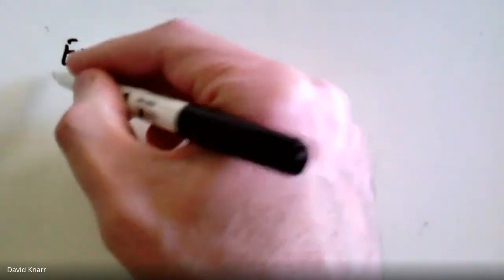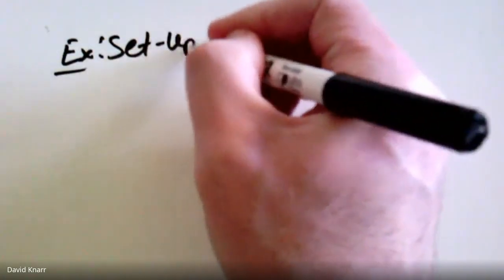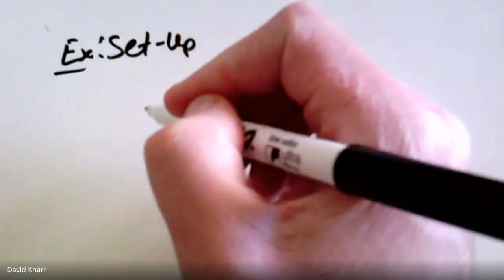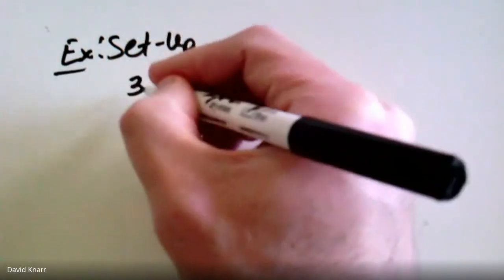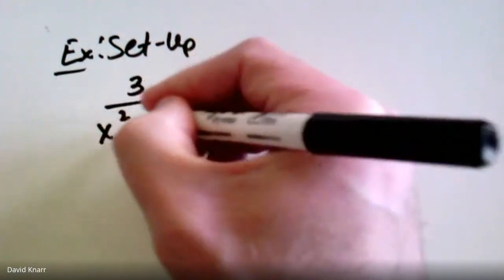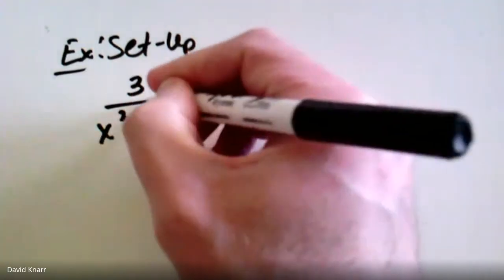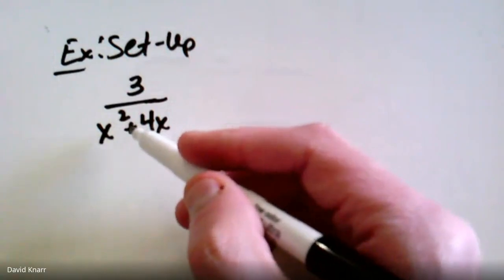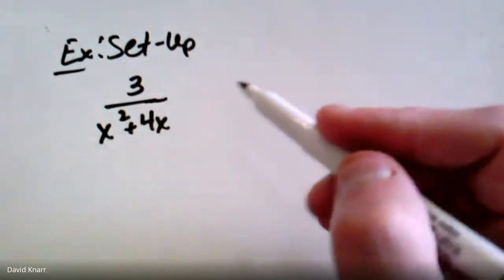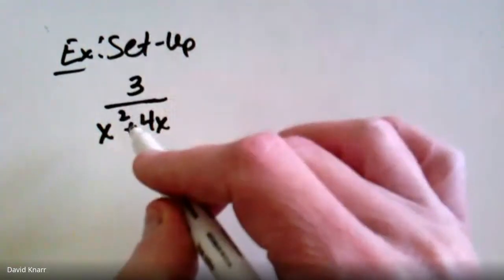Okay, so we're going to start by setting up some partial fractions. So let me show you what that's all about real quick. I'm not going to ask you to find the partial fractions. I'm just going to ask you to set them up. So let's start with how about 3 over x squared plus 4x. So this is a fraction. I want you to break this fraction up into fractions that could be added to get this fraction.